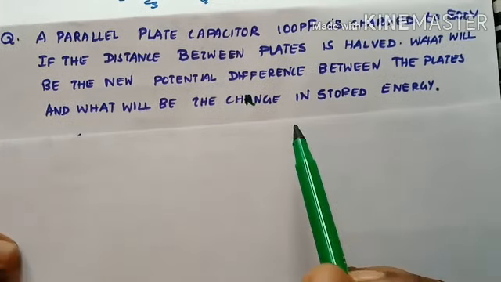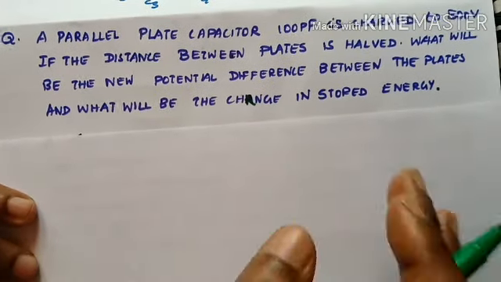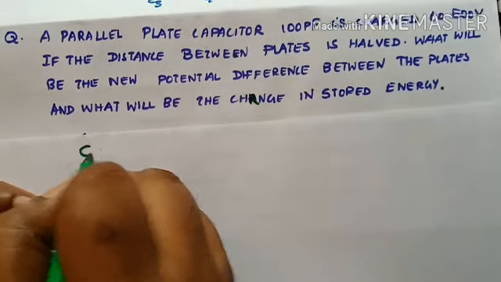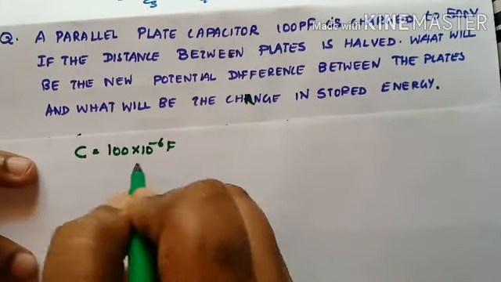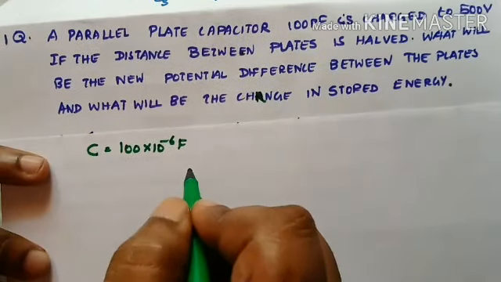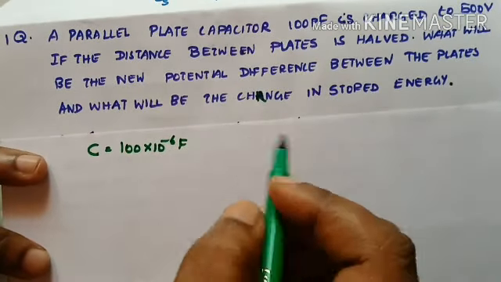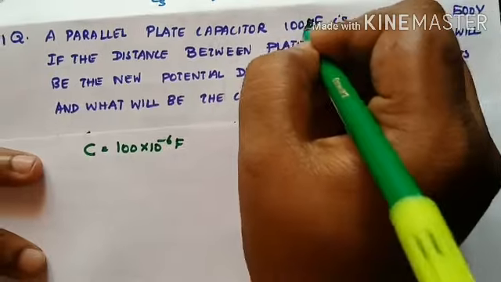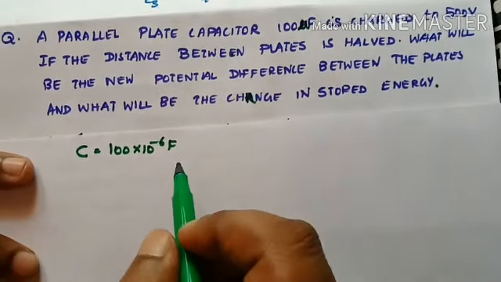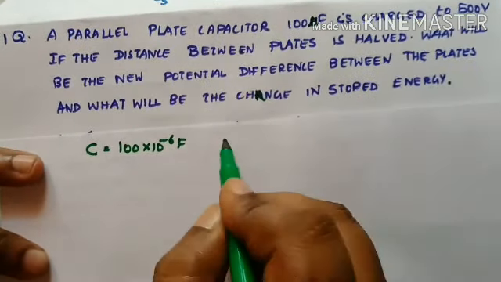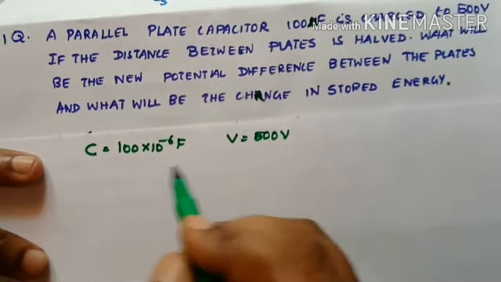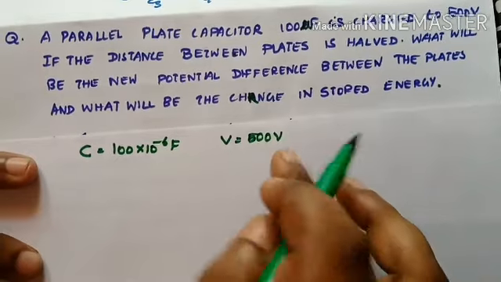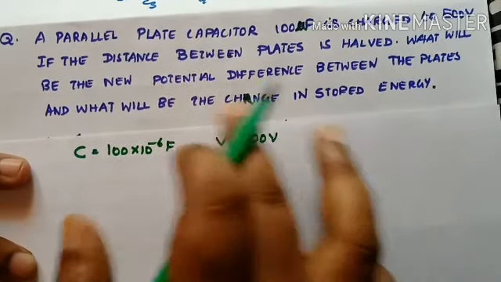So the question is, suppose you have a parallel plate capacitor. Initially this capacitance is 100 into 10 to the power minus 6 farad. Is it pico or micro? It's micro, guys. Sorry, the question gives it as microfarad, right? And the voltage of 500 volt is given, and you are asked what the initial potential energy is. Then only you can find the change in energy, right?